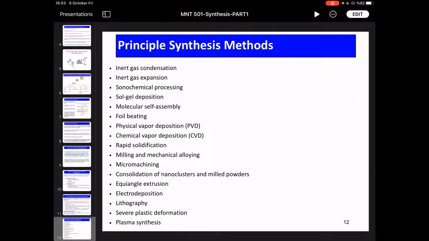Okay. With that, I'd like to finish the part 1 of our introductory bottom-up approach, and let's continue with the second part.